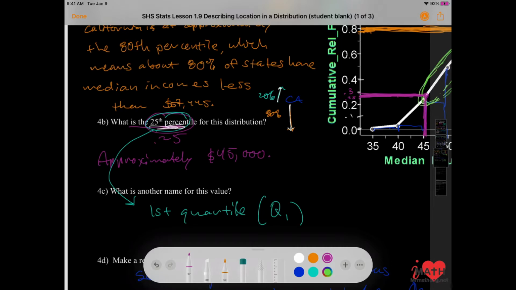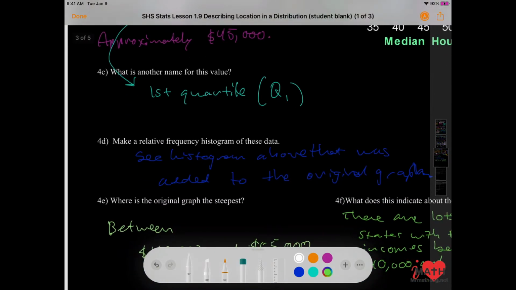4C, what is another name for this value? They're asking what is another name for the 25th percentile. That is something we learned previously. That's called the first quartile, Q1. So if you think about it, the quartiles we learned in the previous lesson are just fixed numbers: 25%, median, 50%, third quartile, 75%.